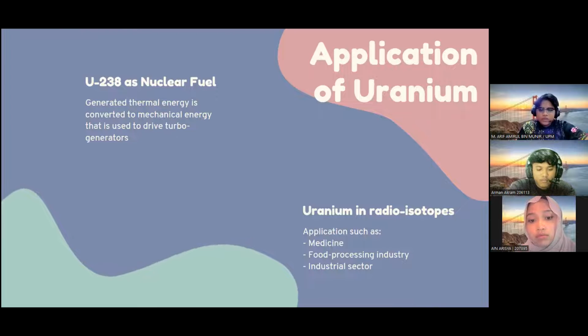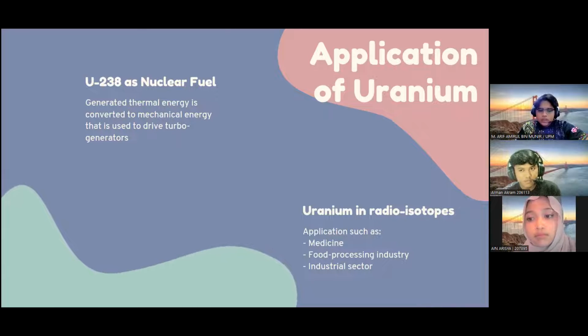The breakdown of one atom of uranium produces as much energy as is released by the combustion of a molecule of petrol. The second application of uranium is as radioactive isotopes. There are many other major uses of uranium through the production of radioisotopes, including medicine, where radioisotopes are used for diagnosis and research.